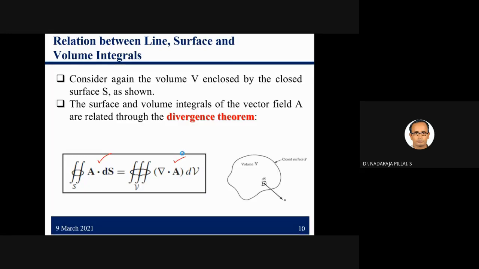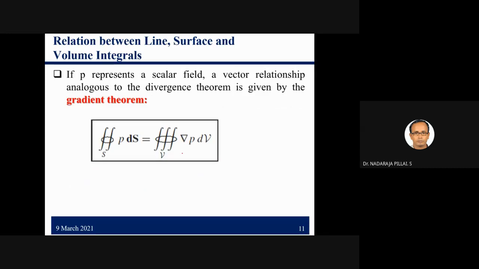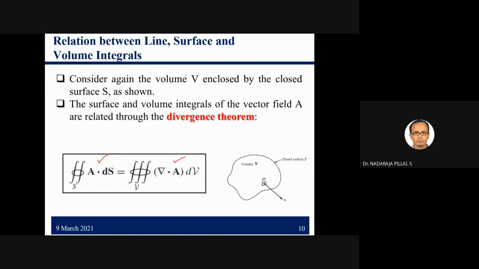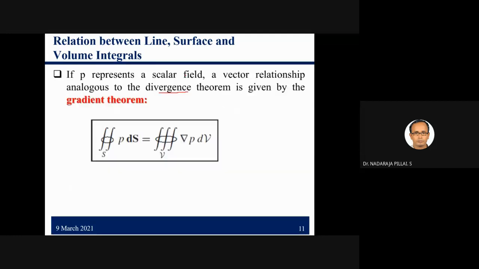So then we go to the gradient theorem, right? In the gradient theorem, if P represents a scalar field, there is a vector relationship analogous to the divergence theorem, which we have done here, right? This is a vector relationship. Here we can write the double integral of P dS equated to the triple integral over V of del P dV. So this is our discussion, right?